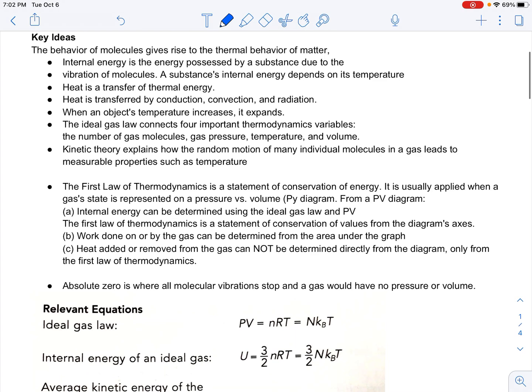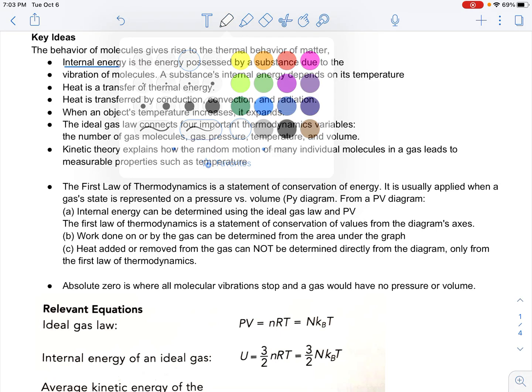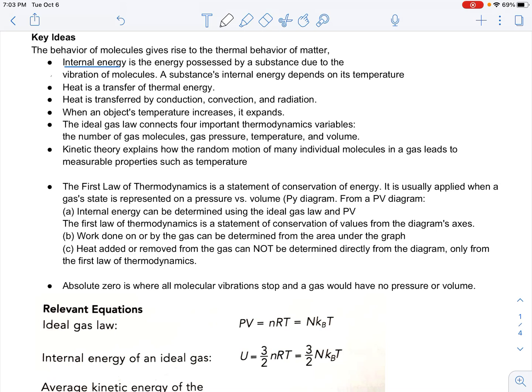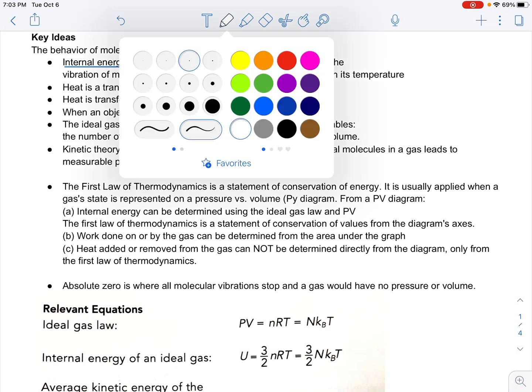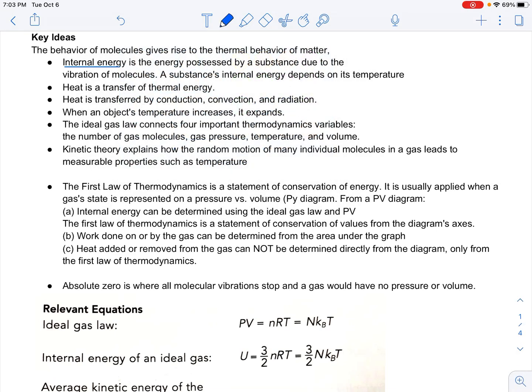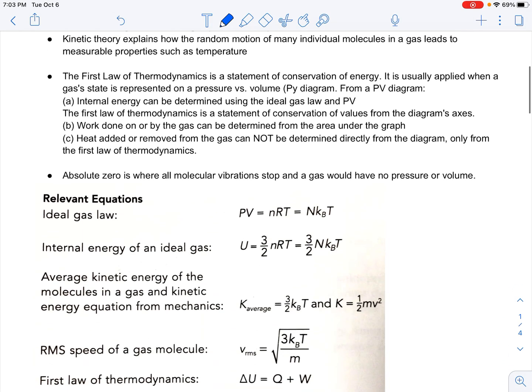Key ideas: the behavior of molecules gives rise to the thermal behavior of matter. First, internal energy is the energy possessed by a substance due to the vibration of molecules. A substance's internal energy depends on its temperature. So internal energy depends on temperature. Down here, we've got a formula relating internal energy to temperature.